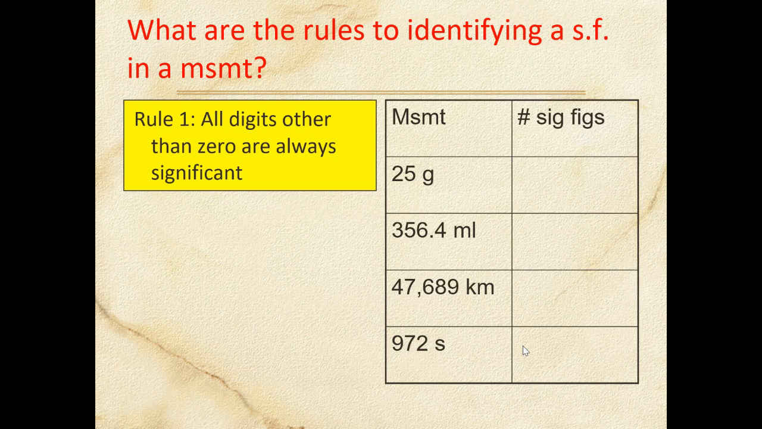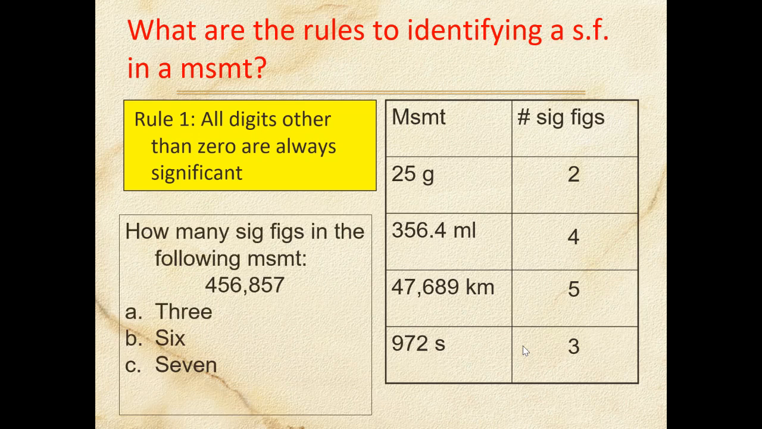In measurement 1, 25 grams, there's 2 sig figs. In the next one, there are 4 sig figs. In 47,689 kilometers, there are 5 significant figures. I miscounted. And in the following one, 972, there are 3 significant figures. Go ahead and try and practice on your own. If you guessed 6 significant figures for this one, you are correct. The 4, the 5, the 6, the 8, the 5, and the 7 are all significant figures.